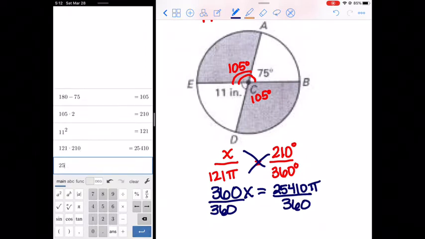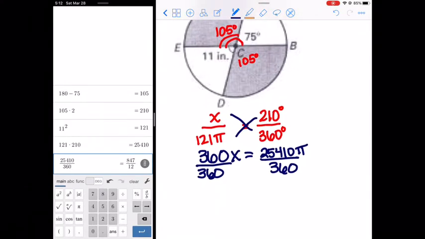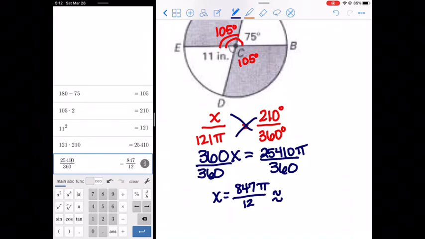So if I do 25,410 divided by 360, not a nice decimal. It's a little nicer than the last one. So the exact area of those sectors would be 847, don't forget the pi, over 12. So now let's go back in and get our approximation. So I'm going to come up here and type that pi up at the top with the 25,410, and that's approximately 221.7. And it's units squared for area, so this is square inches.